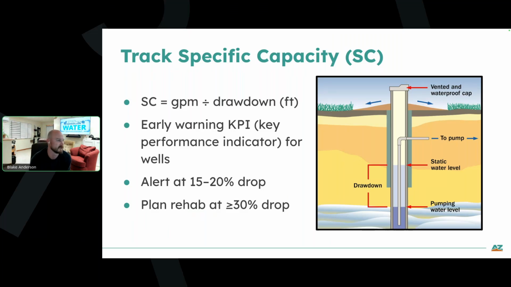And so it's a really good early warning KPI that tells you, hey, something's changing here. A good rule of thumb that we like to use is that you should be alerted at like a 15 to 20% change, and you really should be looking at rehab if you have a 30% change. That would tell you that if your GPM changes by a significant amount, it's going to affect that number. And also if your well capacity itself changes, where you're seeing that drawdown drop, that's going to have a really big impact on those numbers as well.